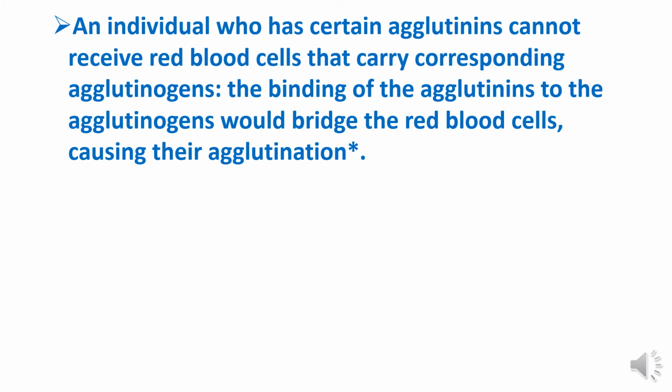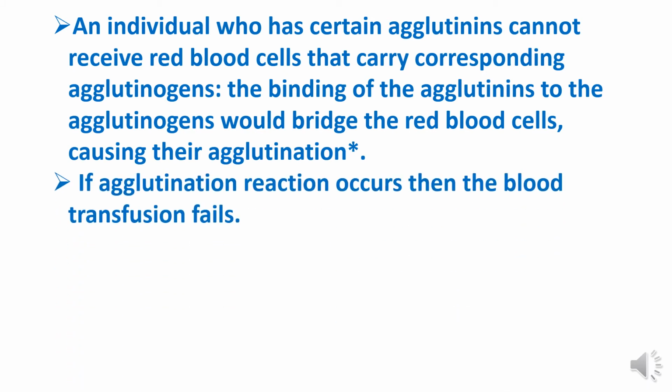A patient, or a recipient, which has agglutinin, for example, agglutinin A, cannot receive red blood cells carrying agglutinogen A because an agglutination reaction will take place, a binding between the agglutinogen A and agglutinin A. If agglutination reaction occurs, then the blood transfusion fails. If binding between the agglutinin and the agglutinogen takes place, then the blood transfusion fails.